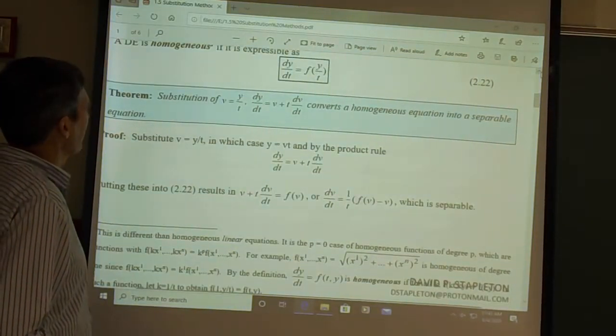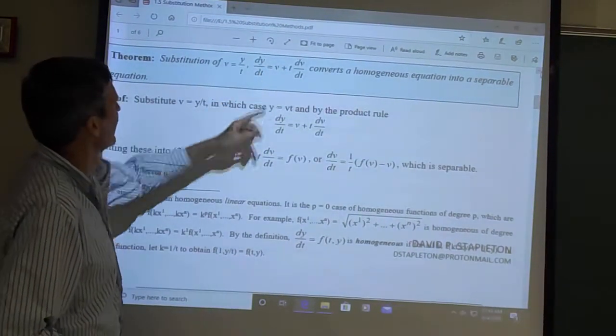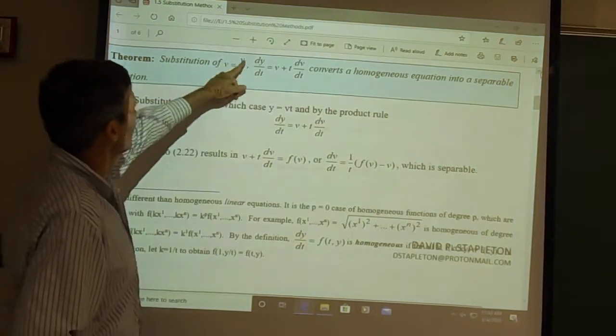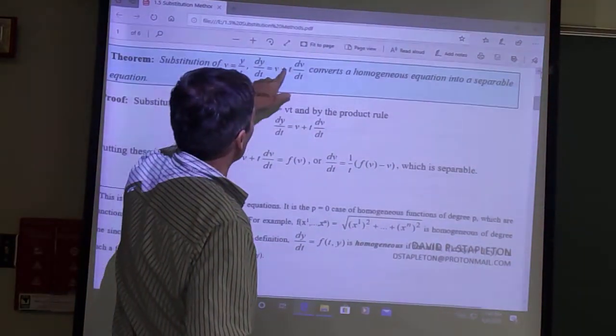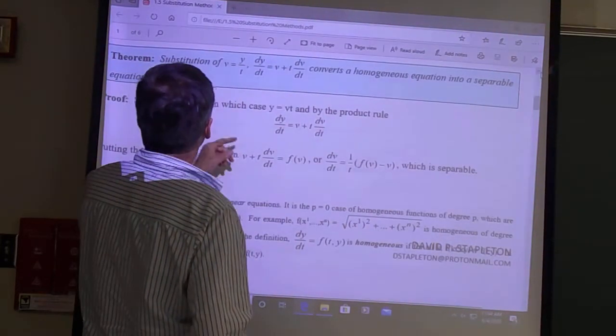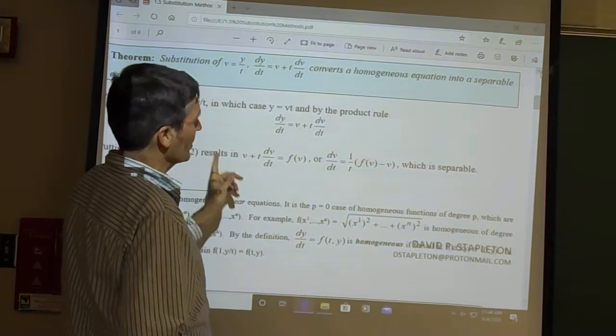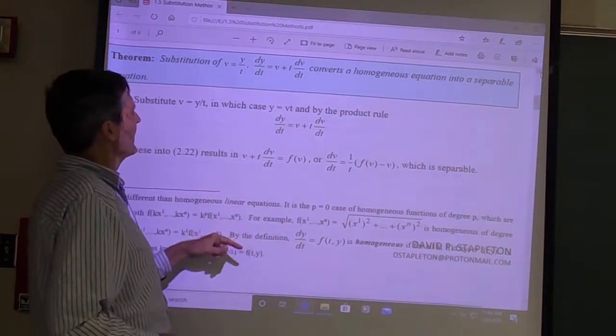We'll do an example here. So here's the first one. Theorem, we just already derived this part. The substitution of v equals y over t and dy/dt equals v plus t dv/dt converts a homogeneous equation, an equation dy/dt equals a function of y over t only, into a separable one.